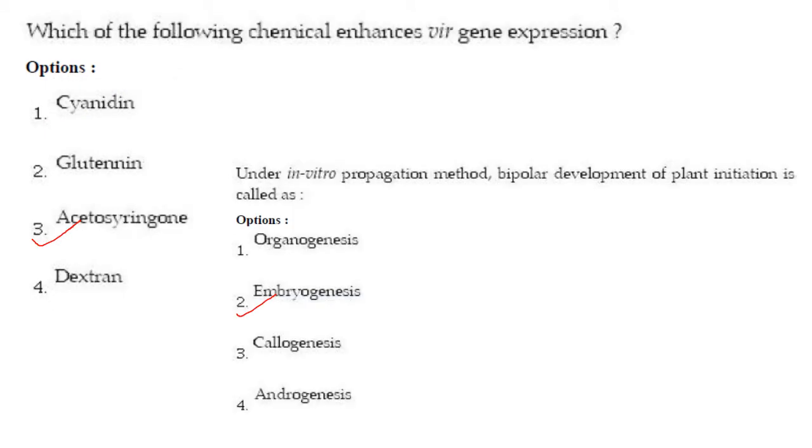Next one. Which of the following chemical enhances Vir gene expression? Option 1, cyanidin, 2, glutenin, 3, acetosyringone, 4, dextran. Answer is option 3, acetosyringone.